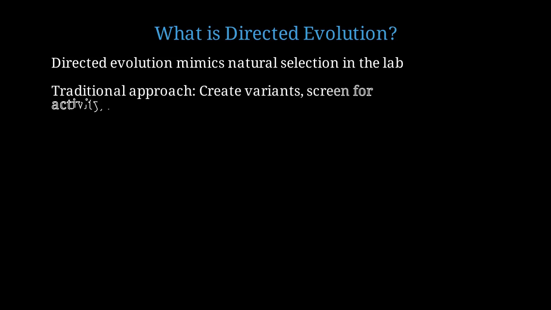The traditional approach involves 3 steps. First, create genetic variants through mutation. Second, screen each variant for the desired activity. Third, select the best performers and repeat the cycle.